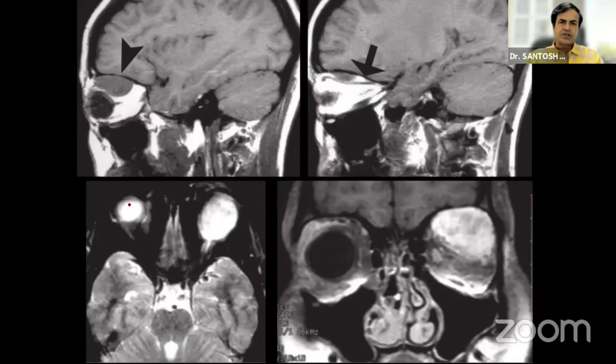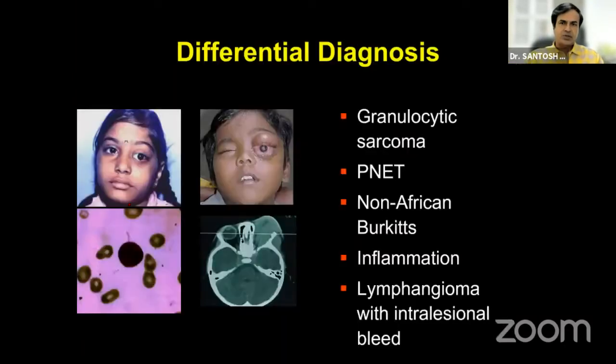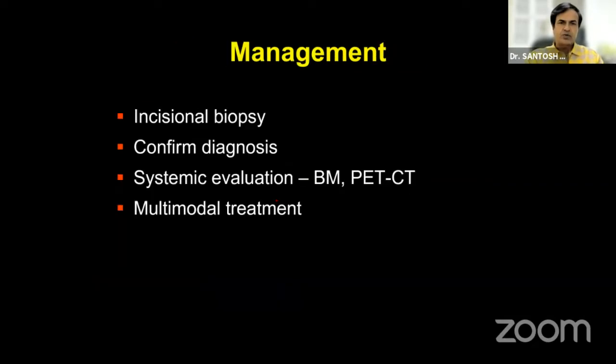This is an MRI appearance of rhabdomyosarcoma, where its intensity is slightly darker than the brain tissue. It's almost similar to the brain tissue. Now, these are the differential diagnoses: granulocytic sarcoma, where the child may have subacute proptosis. This child has subconjunctival hemorrhage and also had Roth spots in the fundus. This is a child with non-African Burkitt's lymphoma with intracranial extension. Severe inflammation and lymphangioma with intralesional bleed can also mimic rhabdomyosarcoma.